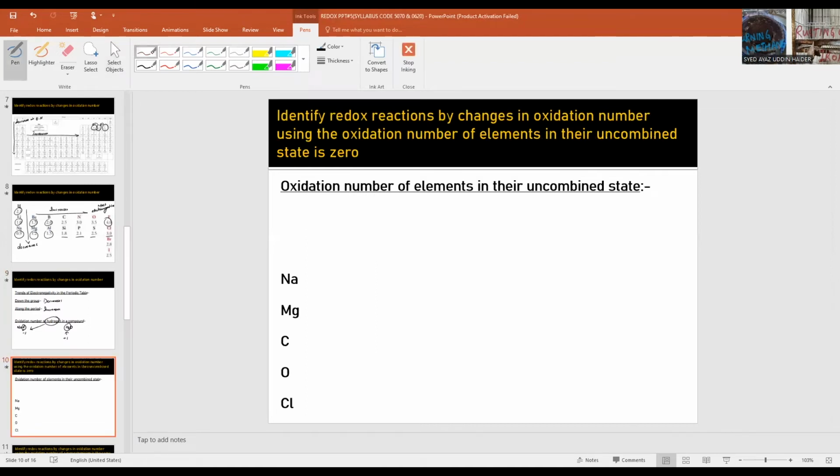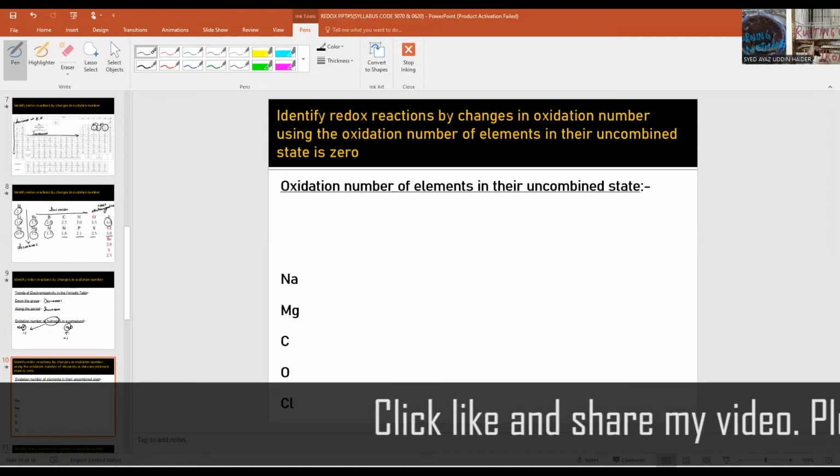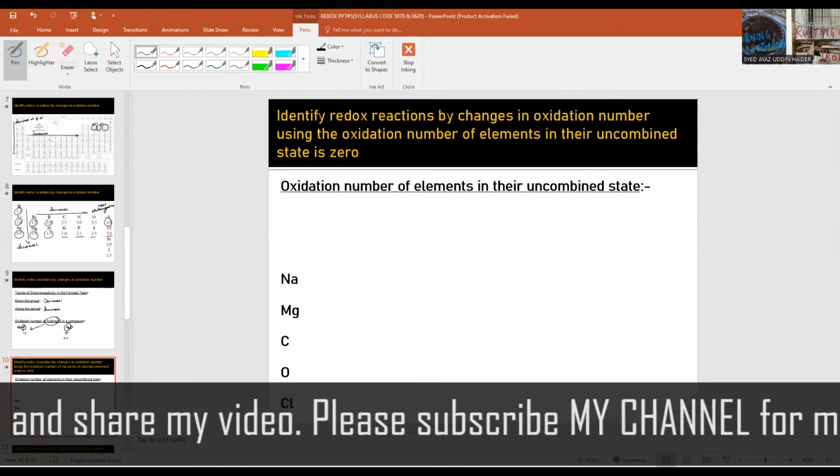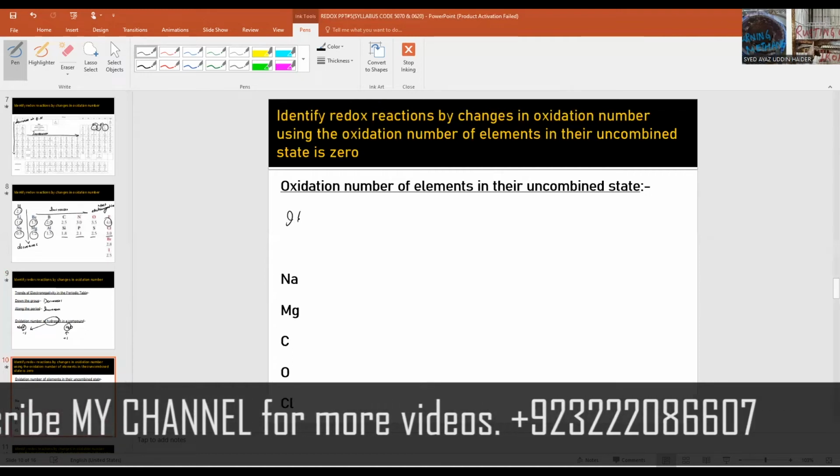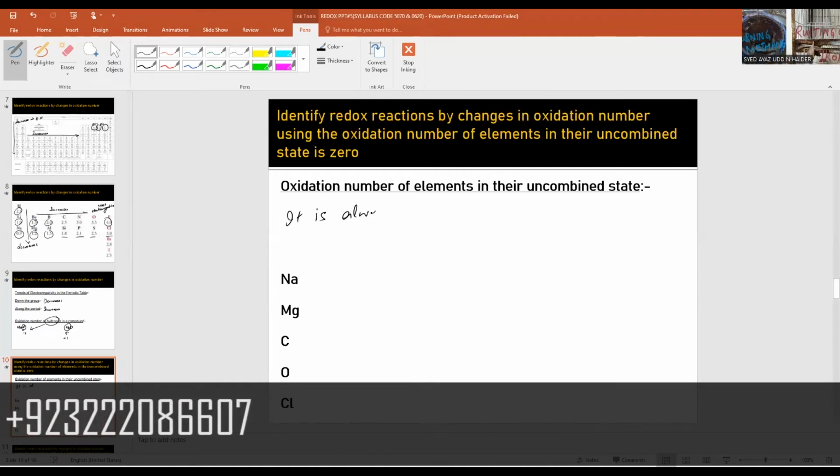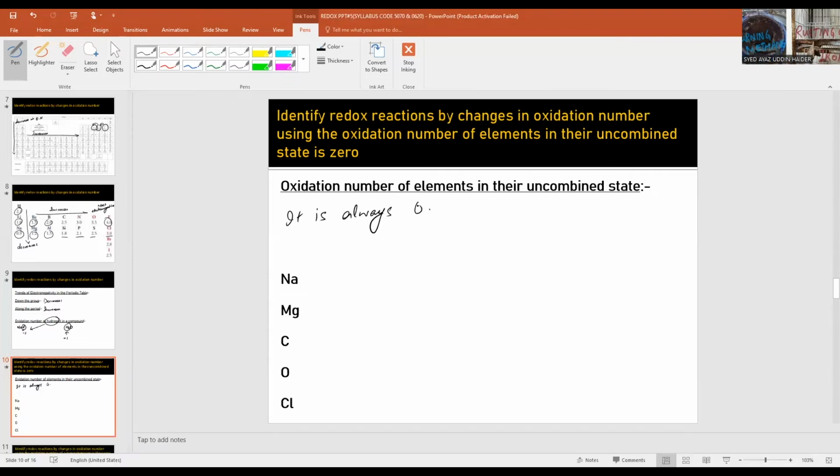The oxidation number of elements in their uncombined state: if they are not involved in any kind of bonding, their oxidation number or state is always 0. So for these elements, you can write 0 on top of them. It means they don't have any oxidation number, and at this stage you will write or consider it as 0.